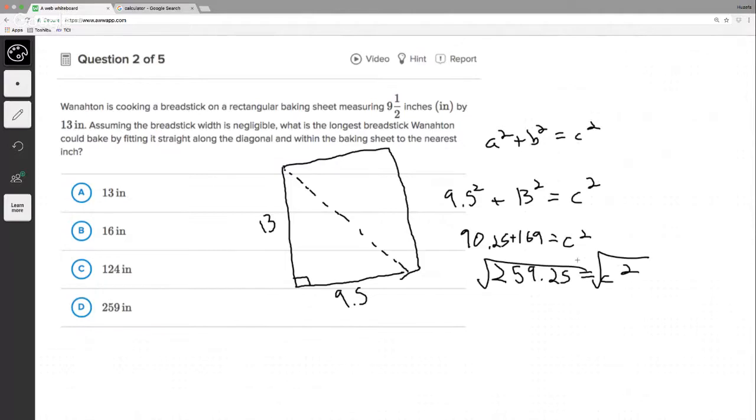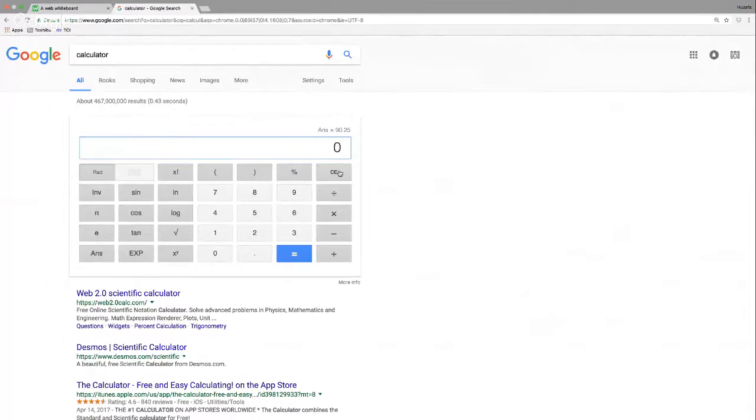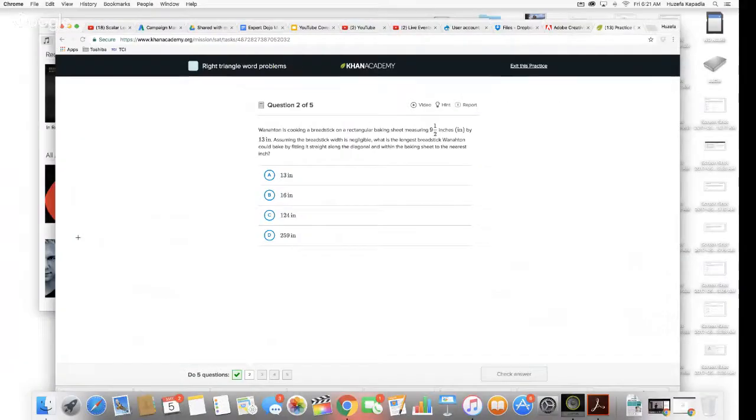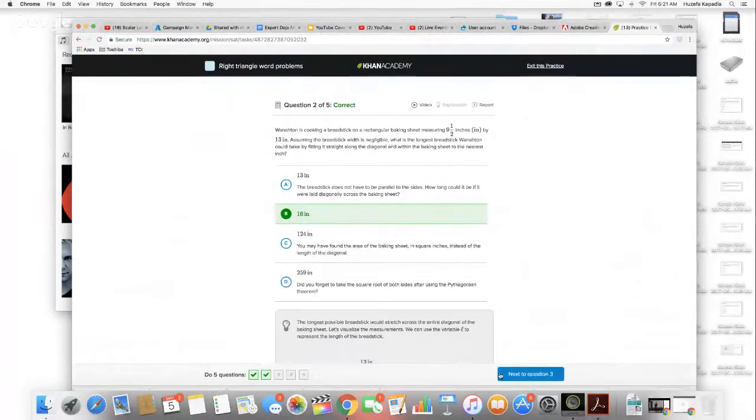So what's the square root of 259.25? We want the square root of 259. 16.1, we're rounding to the nearest inch, so 16. It's right here, B. Good old multiple choice.